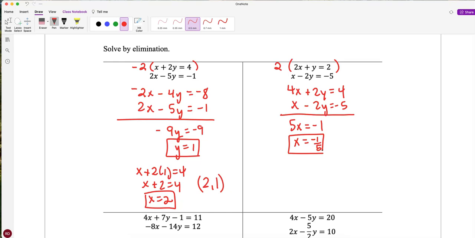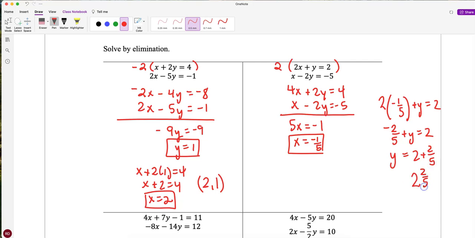Then if I go back to the top equation, 2 times -1/5 plus y equals 2, -2/5 plus y equals 2. So y equals 2 plus 2/5. So that's 2 and 2/5, or 12/5. So the solution is (-1/5, 12/5).